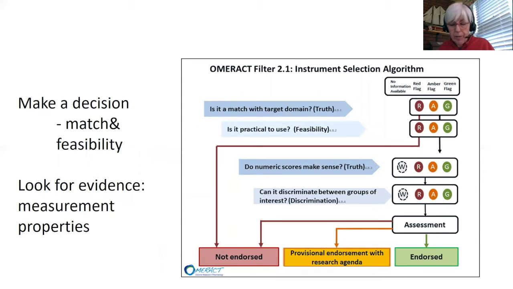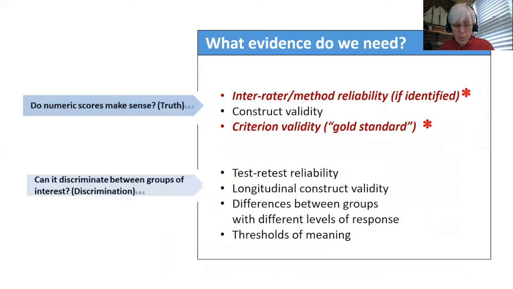And just like we would with any type of instrument, like questionnaires, if an imaging instrument does not either capture the right target domain or is not feasible to use, we can stop right there. But otherwise, we start to look for evidence, and that evidence comes in the form of measurement properties. So what evidence do we actually need?